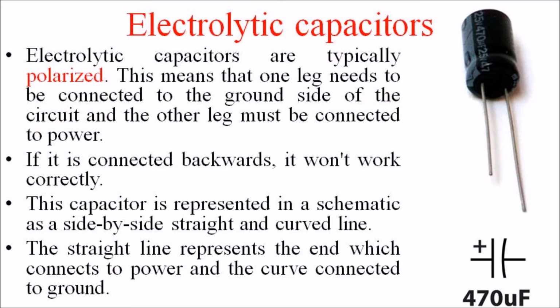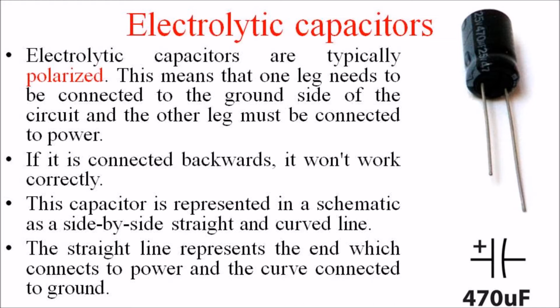So these electrolytic capacitors are basically polarized type capacitors, which means that one leg is connected to the ground side and another leg must be connected to the power side. That is, if it is connected backwards, these capacitors won't work properly. We can see a minus symbol marked on the leg which should be connected to the ground.